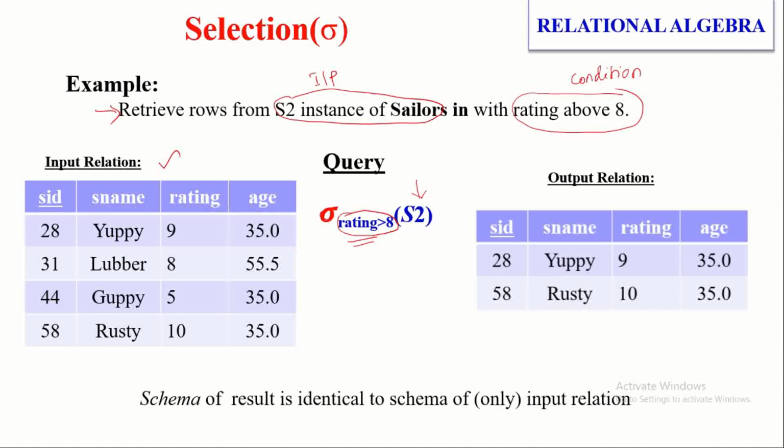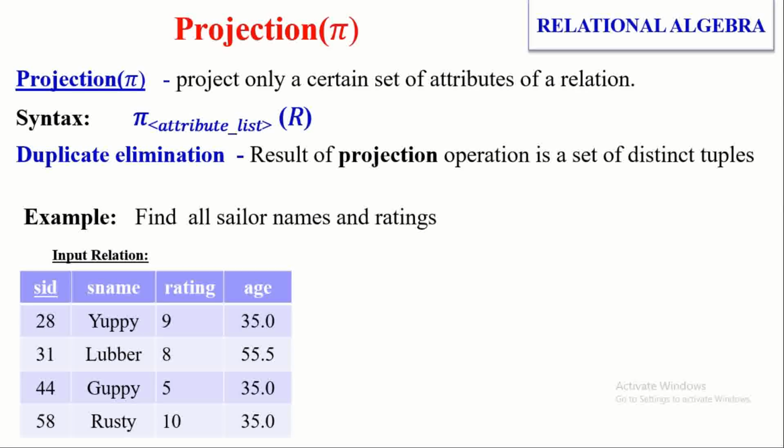Now when this selection operator sigma is applied on this input table, it selects the subset of rows in which the rating values are greater than 8. So these two rows will be selected and produced in the output relation. Students, you can notice the schema of the output relation is not modified when the sigma operator is applied. Let us now discuss the projection operator.